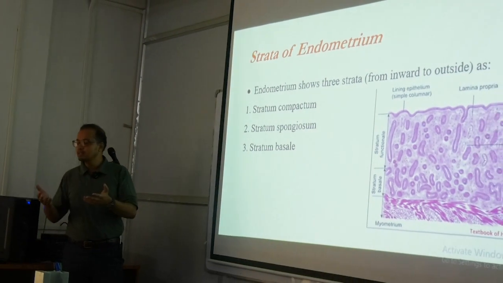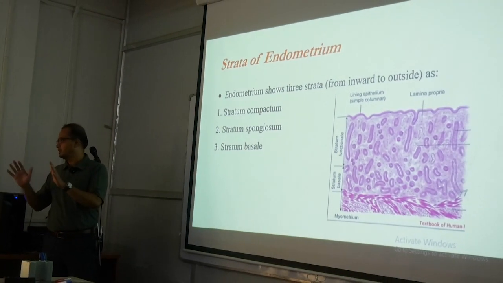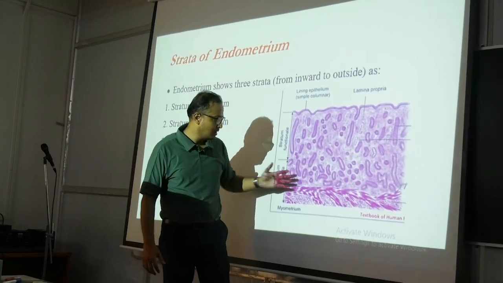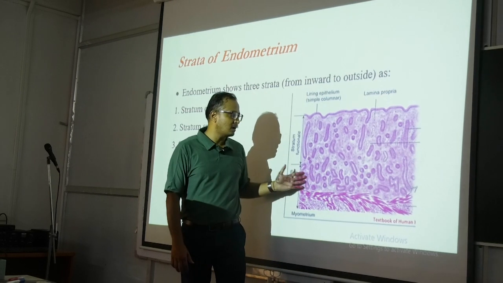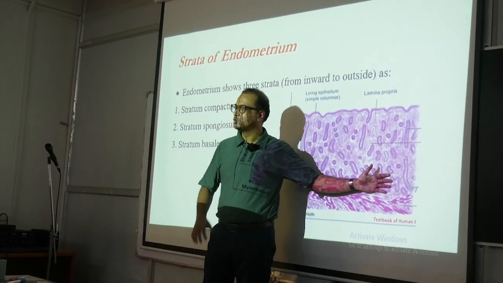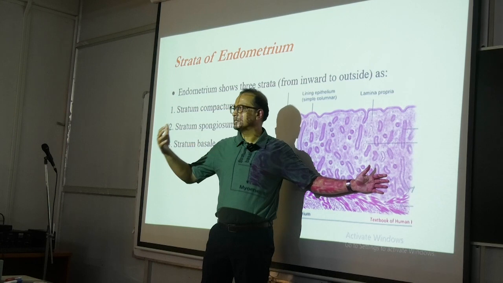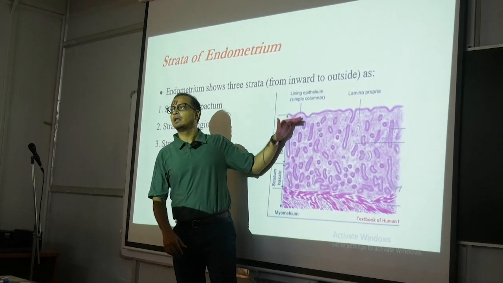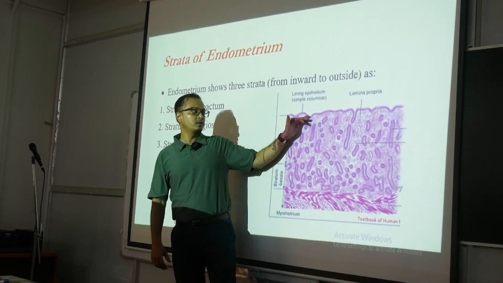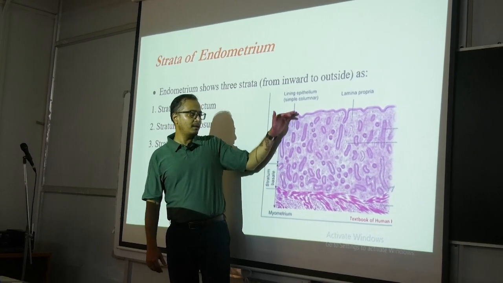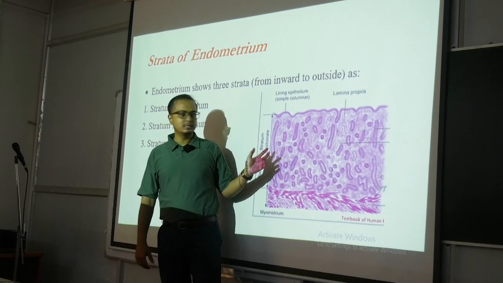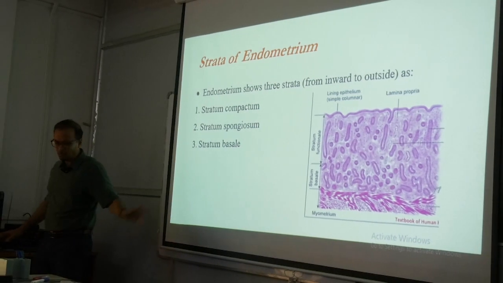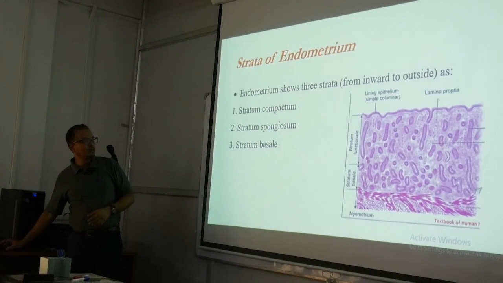Some part is functioning, some part remains resistant to changes. The basal region, with its glands and blood vessels, more or less remains the same throughout the cycle. The changes happening within the endometrium are largely in the superior or upper layer. This upper layer, where the changes are predominantly seen, we call the stratum functionale, which has two sublayers, which we talk about in more detail in physiology.